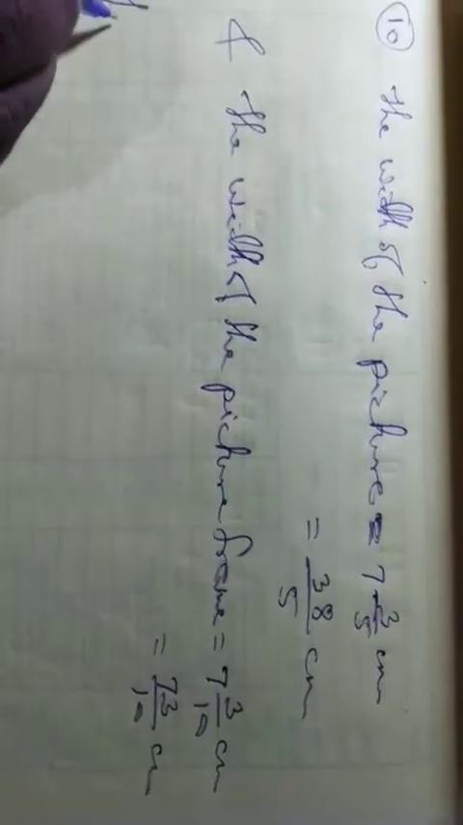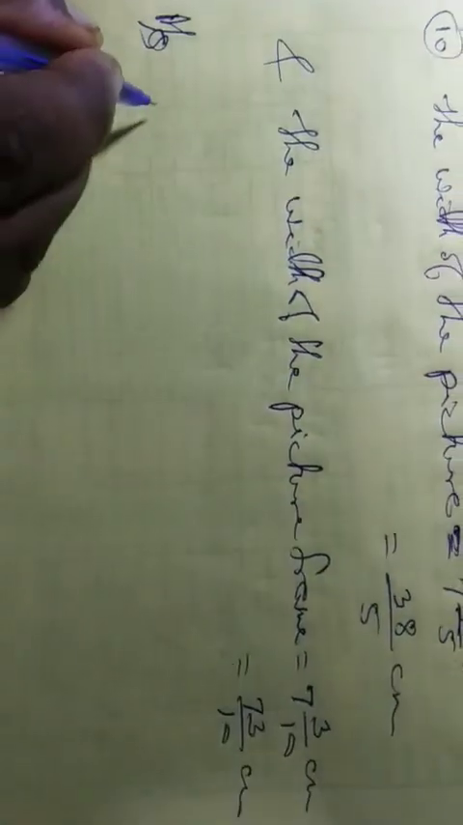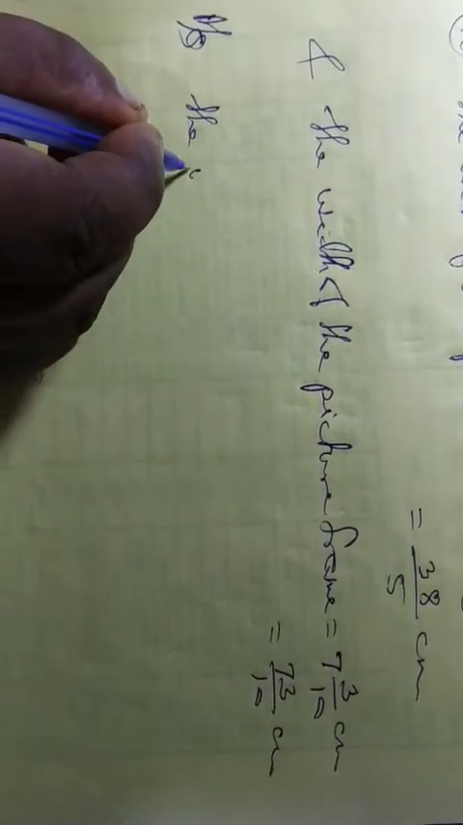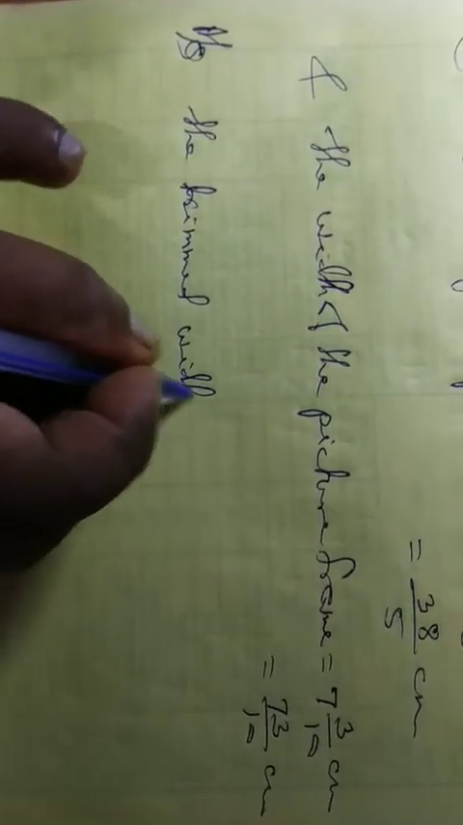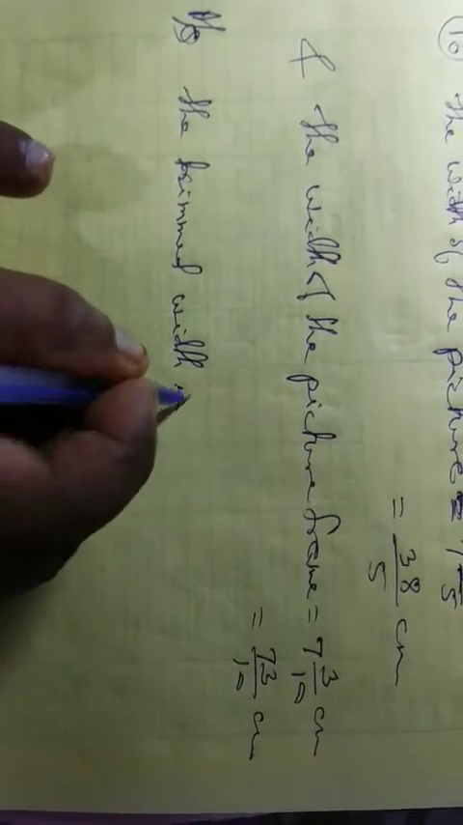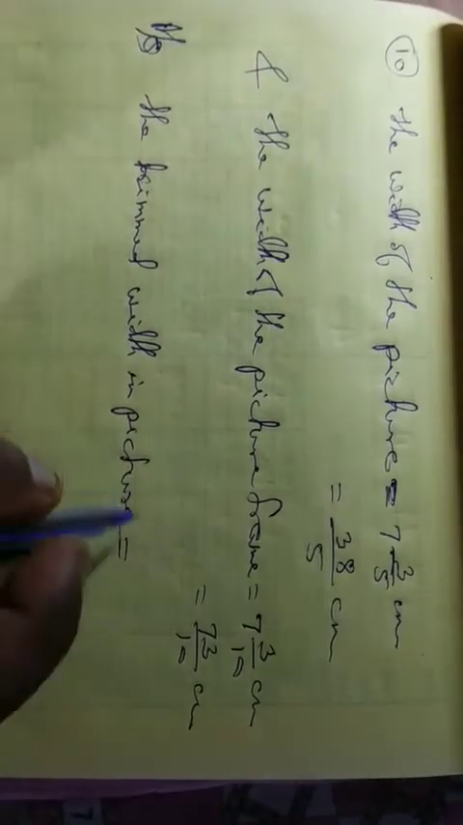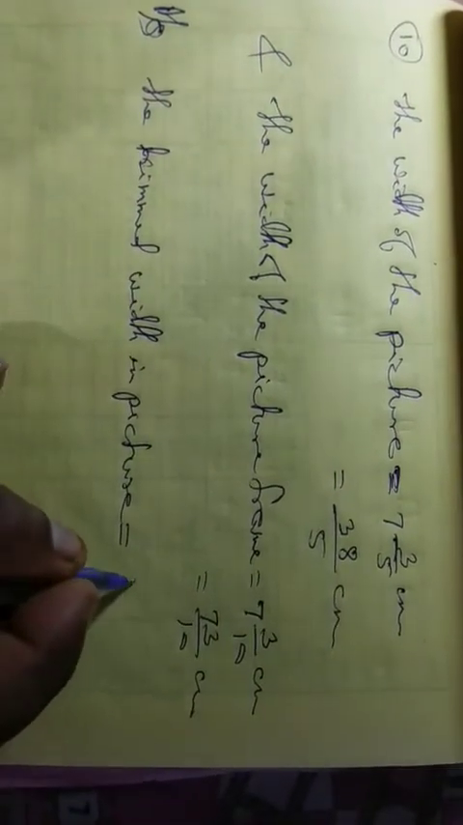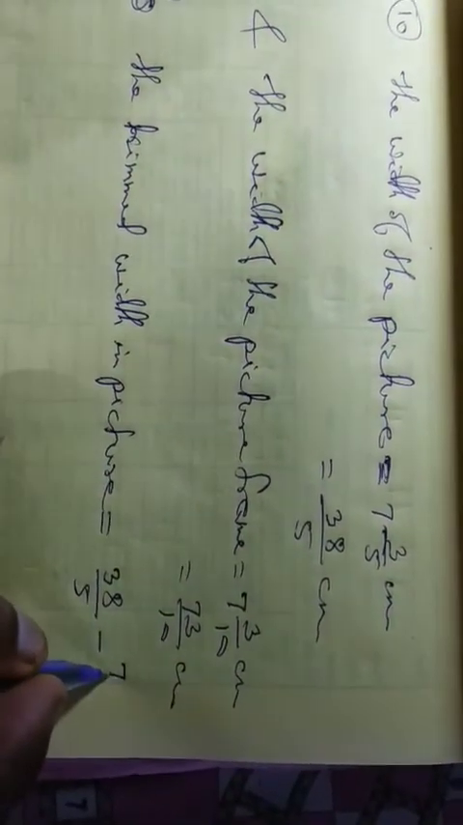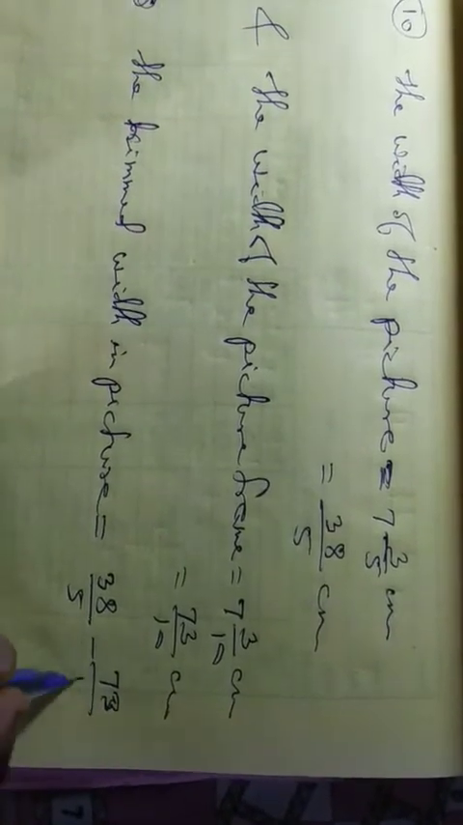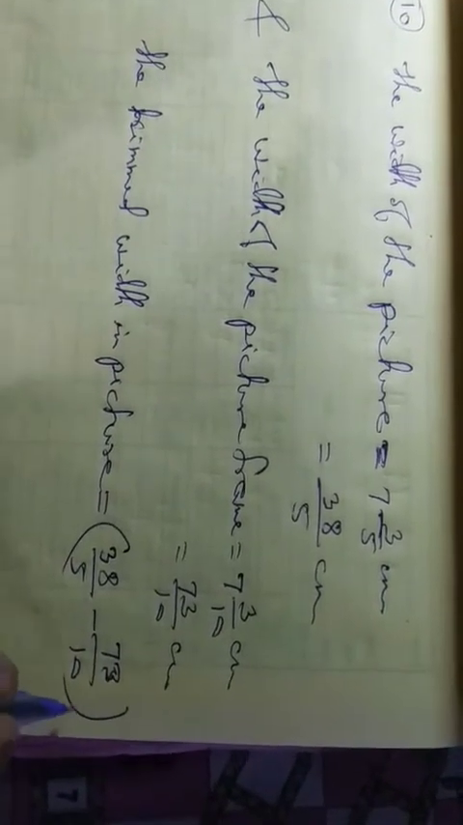According to the question, how much should it be trimmed? The trimmed width in the picture to settle in the frame, just subtract 38 by 5 minus 73 by 10. Just subtract 73 by 10 from 38 by 5 centimeter.